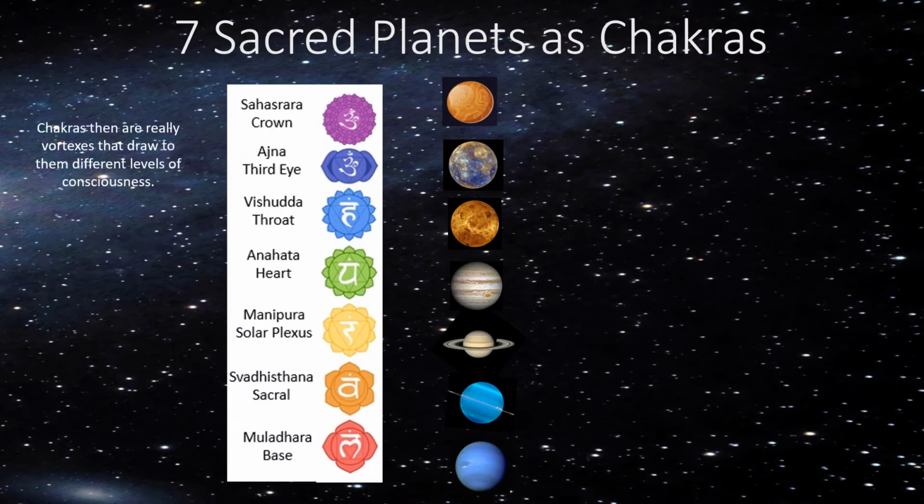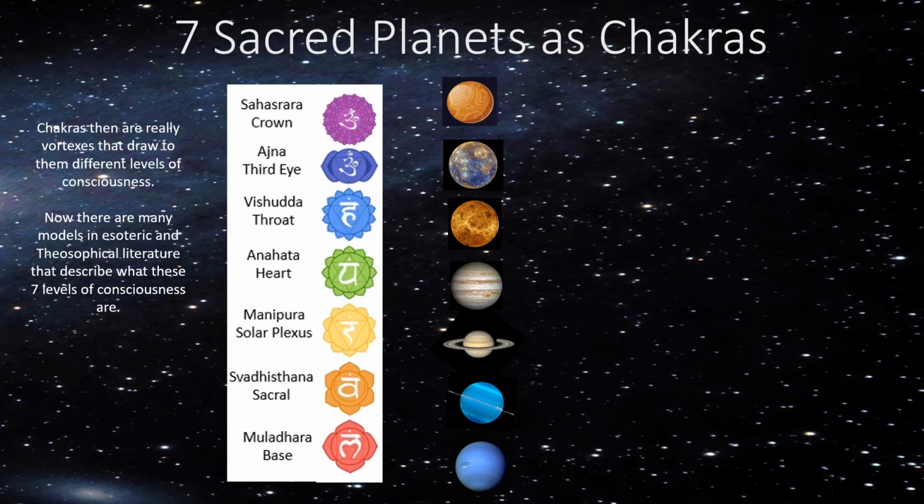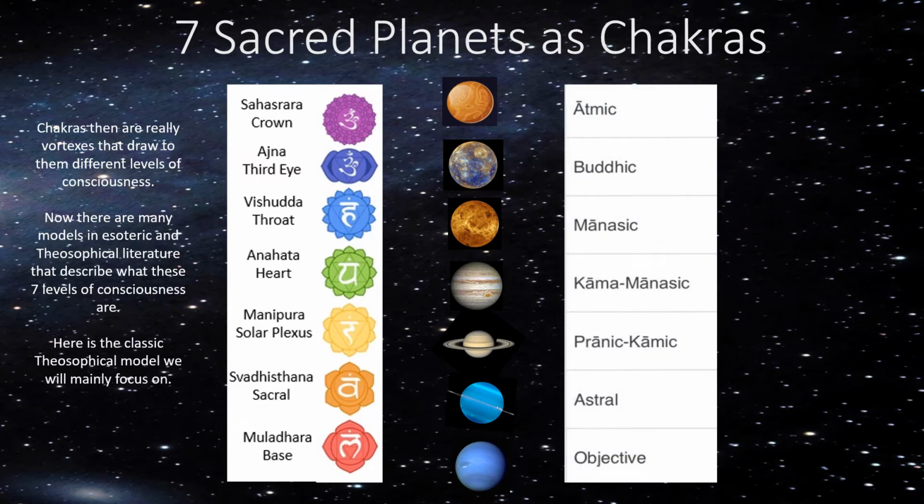Chakras then are really vortexes that draw to them different levels of consciousness. Now, there are many models in esoteric and theosophical literature that describe what these 7 levels of consciousness are. Here is the classic theosophical model we will mainly focus on in this video. This is one of the first models that was used, and this one has 7 levels of consciousness: Atmic, Buddhic, Monastic, Kama-monastic, Pranic, Kamic, Astral, and Objective. We'll explain them a little bit more later in this video.